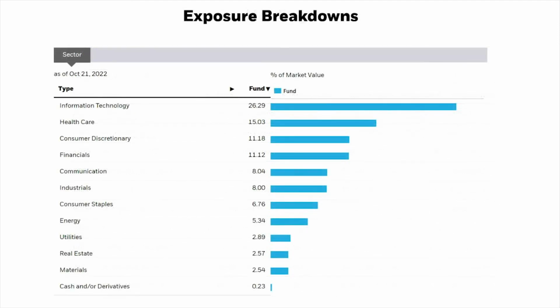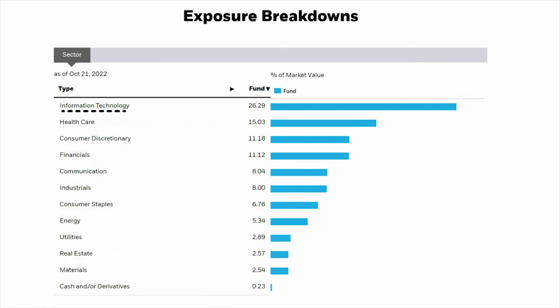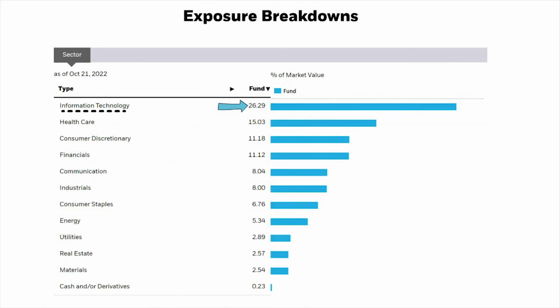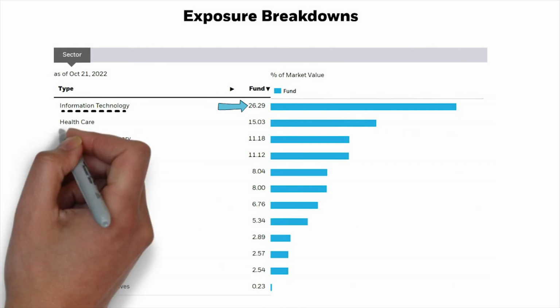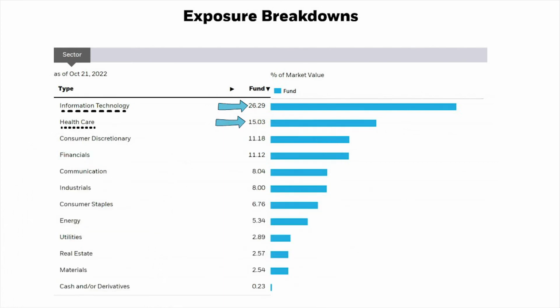Last but not least, we must check the exposure breakdown part. There are 7 investment sectors, and here each sector is expressed as a percentage. The number 1 sector in this ETF is the information technology sector, with a 26.29% share. After it comes the healthcare sector with a 15.03% share, and so on.